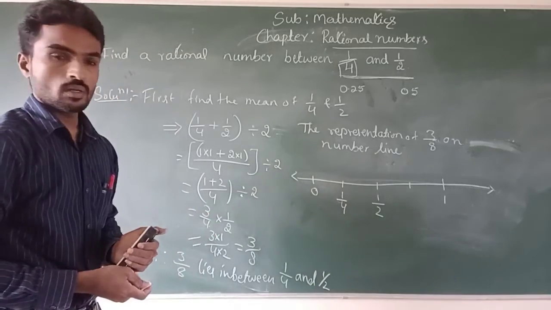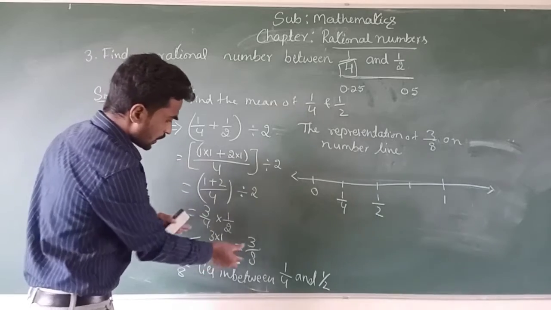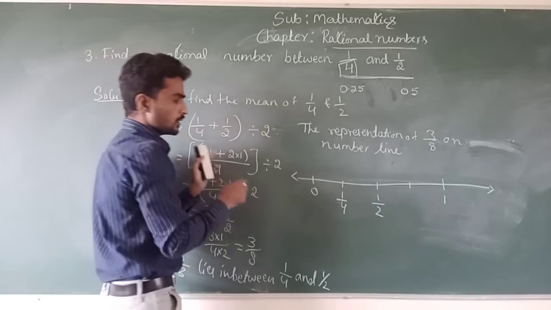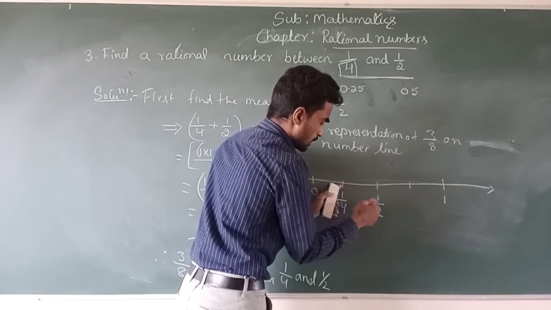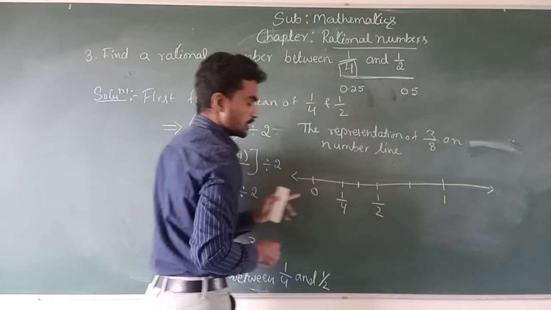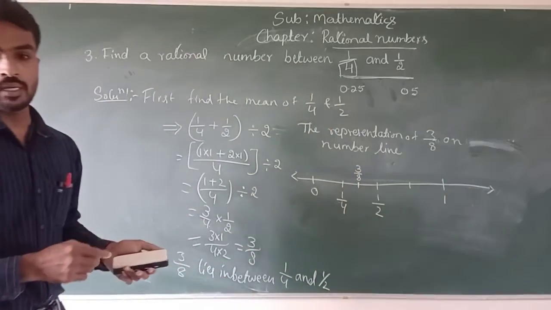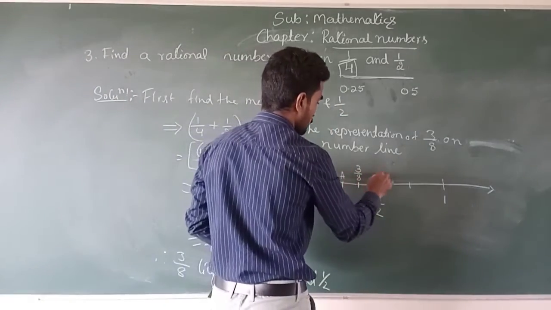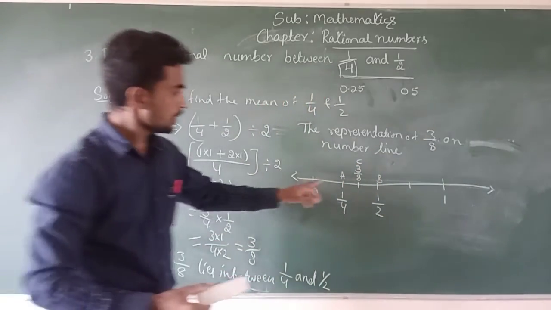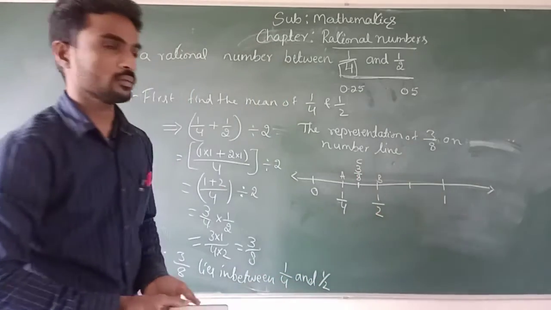Now 3 by 8 is the mean of 1 by 2 and 1 by 4. Then again divide the line segment between 1 by 4 and 1 by 2 into 2 equal parts. Then this center point is 3 by 8. This is A, this is B, then this is C. This is the representation of 3 by 8 on the number line.